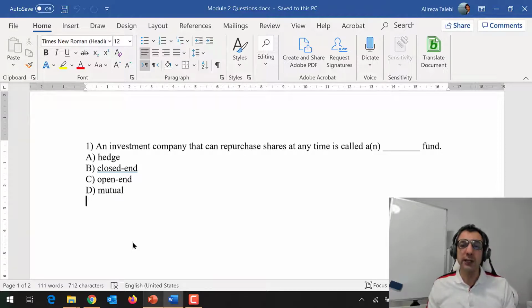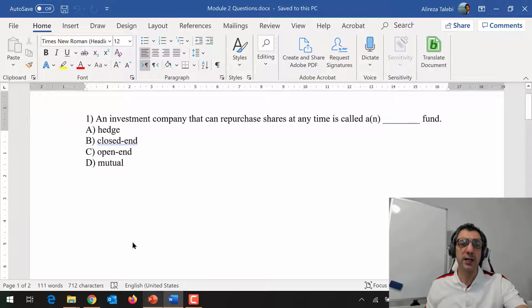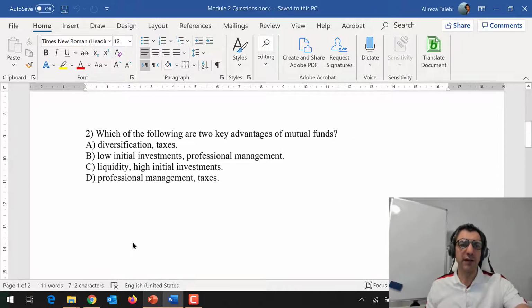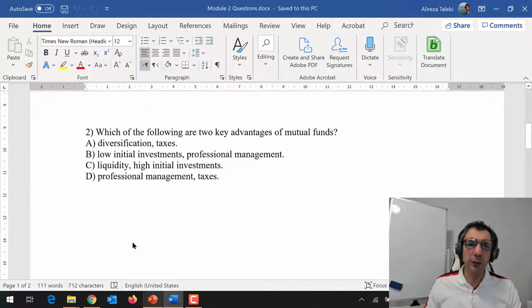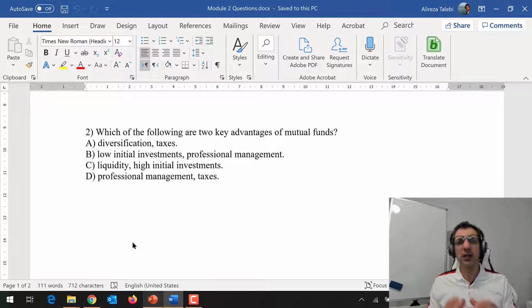So for the closed-end fund, you cannot buy or sell, or in other words, redeem the shares of these investment companies. So the answer should be C. The second question I have here is, which of the following are the two key advantages of mutual funds? So we talk about some advantages and disadvantages of mutual funds. We talk about diversification, we talk about the professional management, and also we talk about the low initial investment required to invest on these mutual funds.